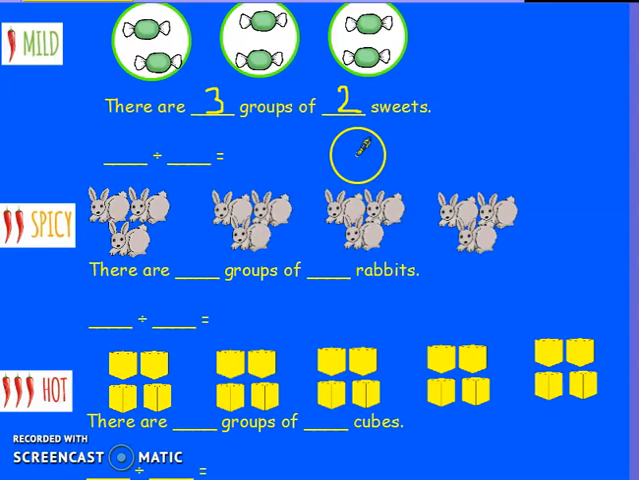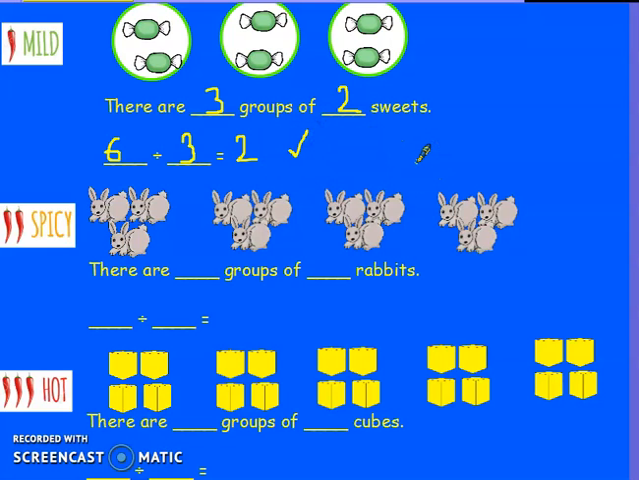How many is that altogether? 2, 4, 6. We've got 6 sweets altogether. They've been divided into 3 groups. And there are 2 sweets in each group. 6 divided by 3 equals 2.